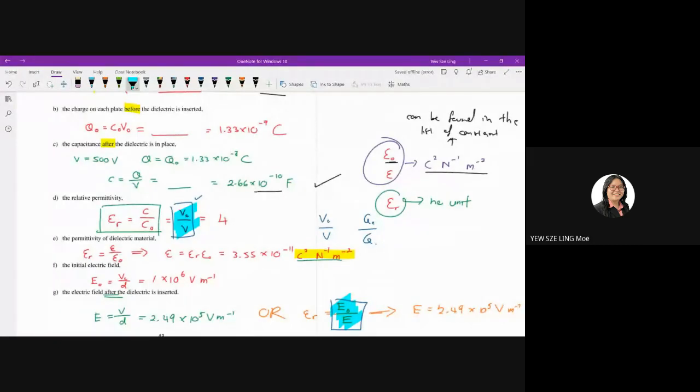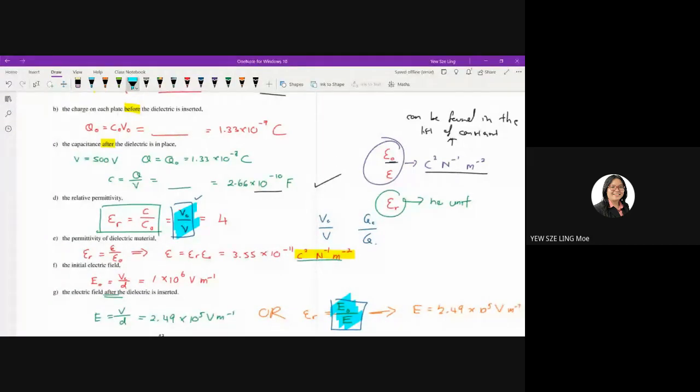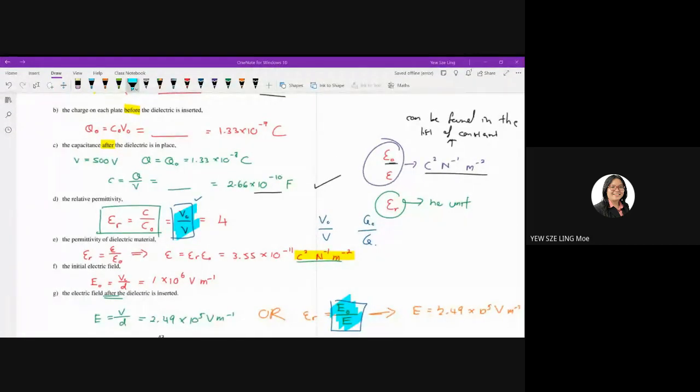So, done. We are done with all 9 examples in chapter 2. That marks the end of chapter 2.